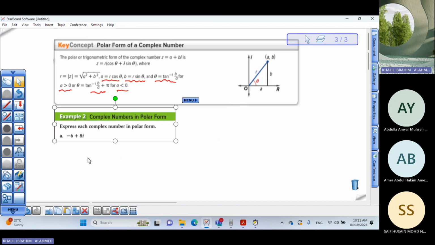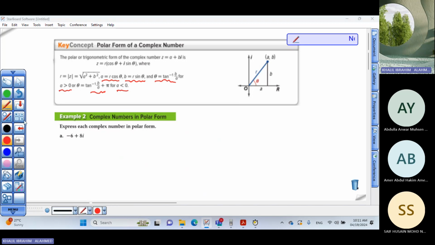Example here, express each complex number in polar form. Step 1, compute the absolute value of z. The absolute value of z is the square root of a squared plus b squared. This is a, this is b. This equals the square root of (-6) squared plus 8 squared, which equals 10.